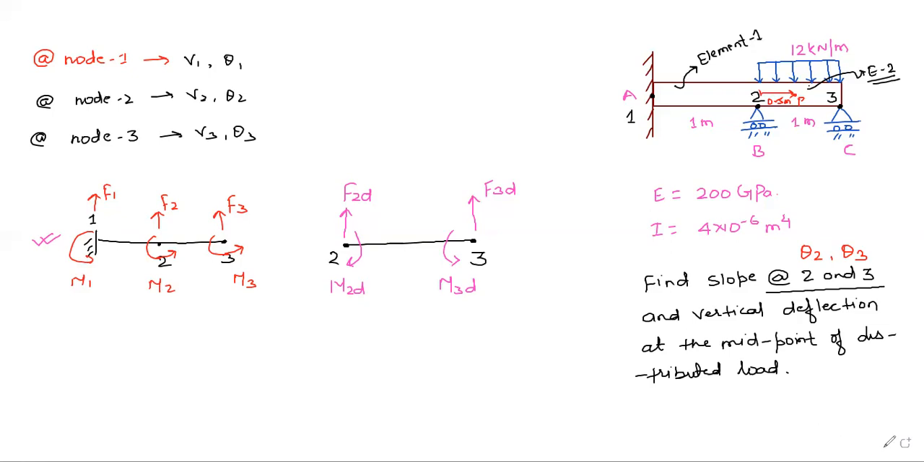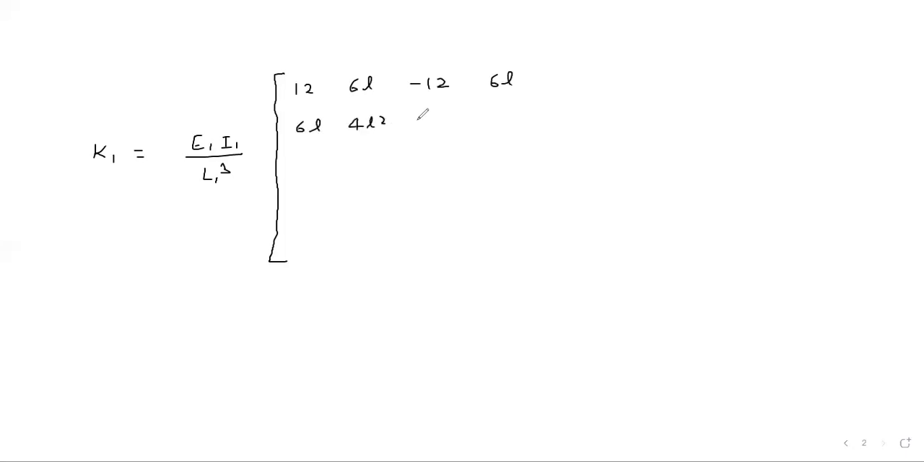So let us take the next slide now. We will calculate the stiffness matrix for element number 1. That will be equal to E1 I1 upon L1 cube into the matrix. We know the matrix, already we have derived it: 12, 6L, minus 12, 6L, then 6L, 4L square, minus 6L, 2L square, then minus 12, minus 6L, 12, minus 6L, and then 6L, 2L square, minus 6L and 4L square.